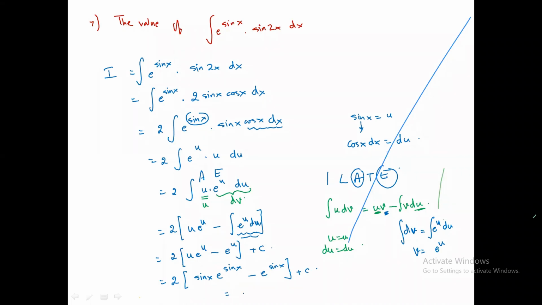According to the options, I have to take e power sin x also common. So left is sin x minus 1 plus c. This is there in the option. You can go for this. This will be your final answer.